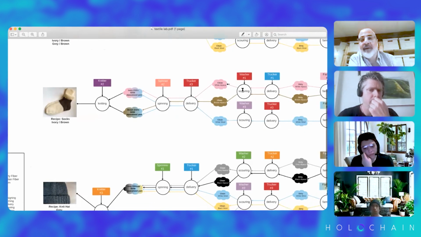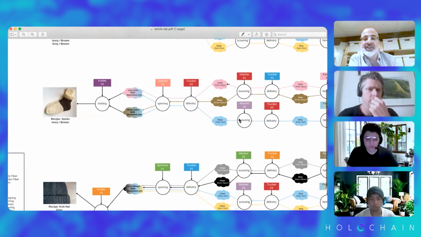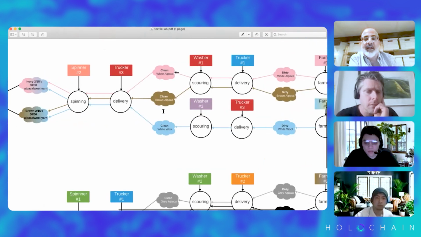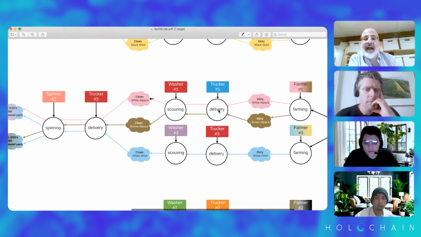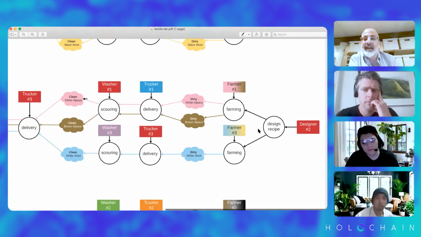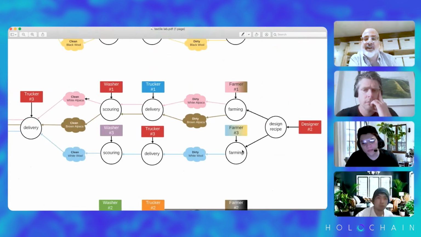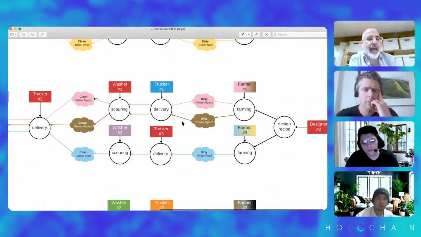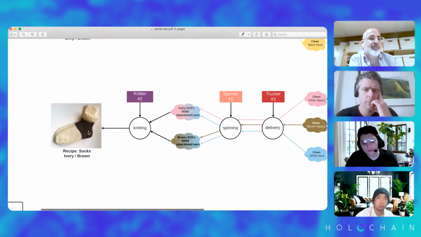The clean, if we're going backwards now in the supply chain, it was scoured or washed. Now in this case, these two resources were washed in one place, and the clean white wool washed in another place. I'm going to blow it up so people can see. There we go. And we track it all the way back. It's delivered. Here it's the dirty resources back to the farm. And of course, the designer choosing all these steps to create their final recipe.